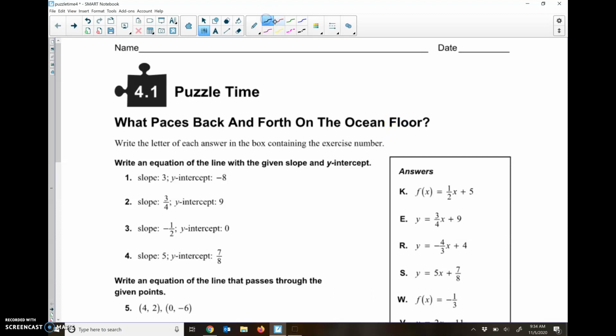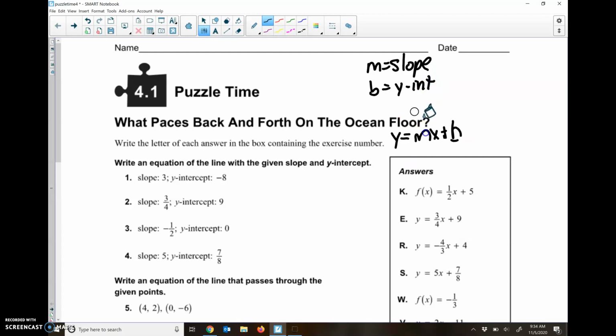So if you remember, lesson 4-1 is all about slope-intercept form. So y equals mx plus b. Okay, if we remember, m stands for slope, and b stands for y-intercept.